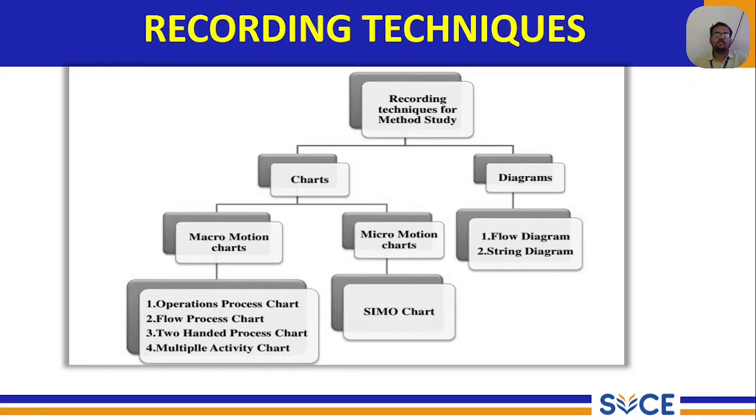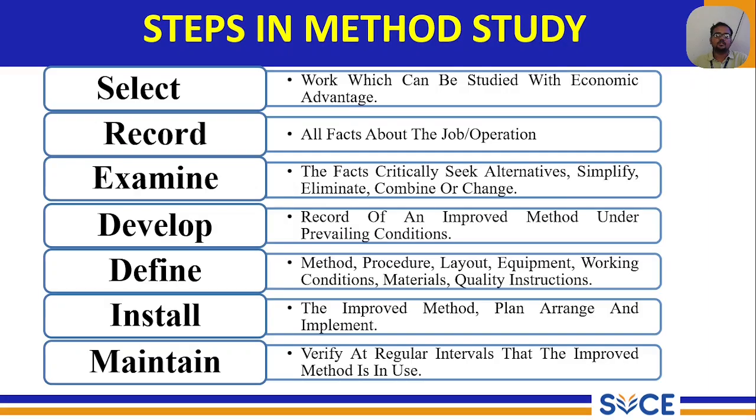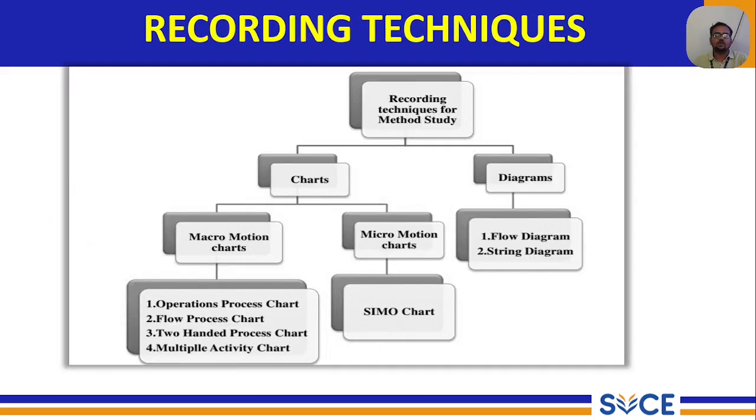Now we have seen the various steps of method study. The critical aspect of method study is recording of the facts. So what are the various recording techniques which are used? We have various techniques inclusive of charts and diagrams, but we go deeper into the aspect of charts, where you have the macro motion chart and the micro motion chart. Under diagram, we have flow diagram and string diagram. As far as this syllabus is concerned, we are not going deeper into the diagrammatical part. We are focusing only on the charts.